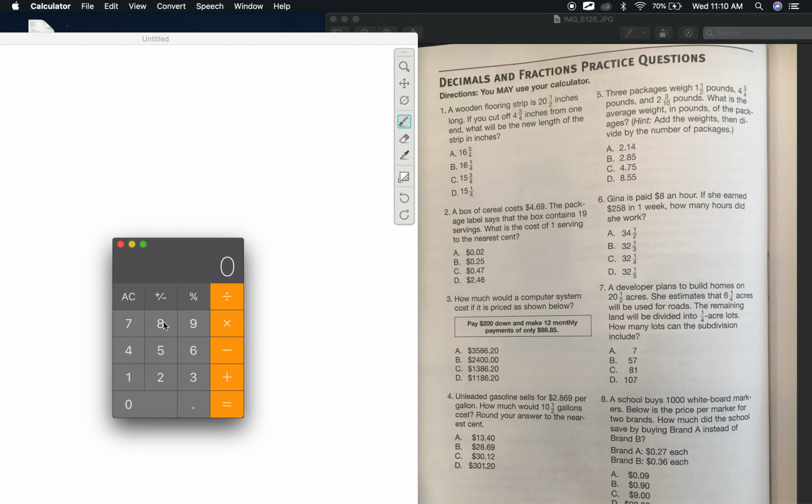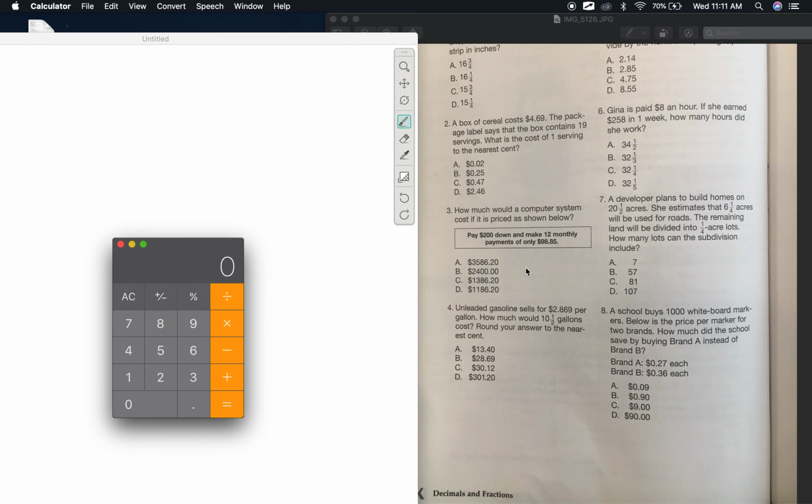Okay, so let's see. 10.5 times 2.869. Okay, so let's see, $30.12. Since we are doing dollars here, we know we always need to round off to basically the nearest hundredth place. So it's 30.12. C is your answer. Okay, any ones further down? Nope.